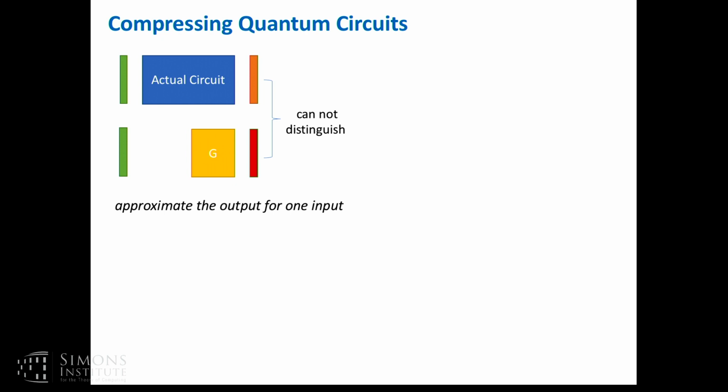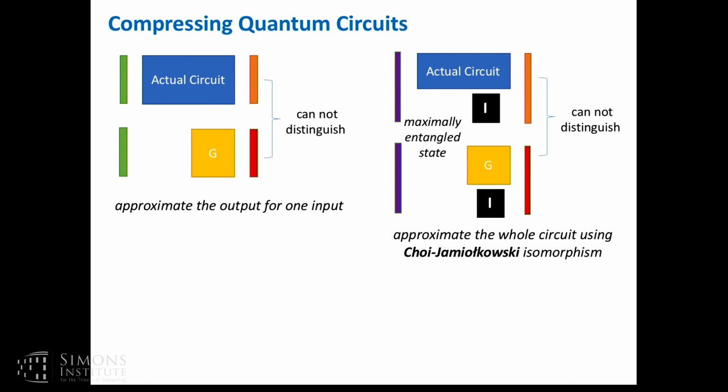So why can this generative network be useful for compressing circuits? The idea is that you want to generate something that you cannot distinguish from the real thing. If you take a fixed input and have the generative network try to make the outputs indistinguishable from the quantum circuit's, you approximate the output for that one input. You can scale that up to capture the information for all inputs by using the Choi-Jamiołkowski isomorphism, an isomorphism mapping quantum circuits to quantum states. What you lose by doing that is the worst-case guarantee. You only have an average-case guarantee.